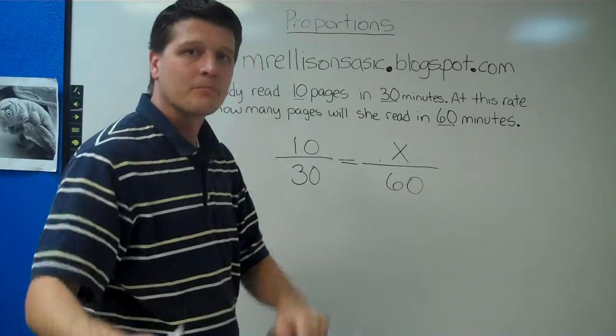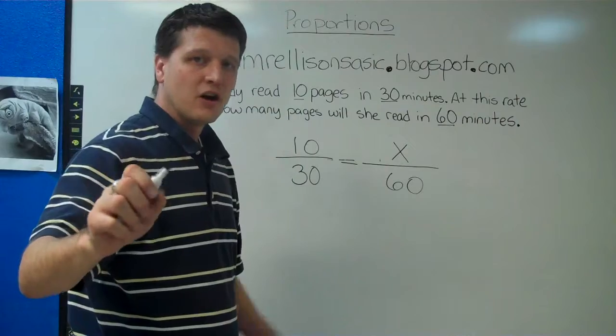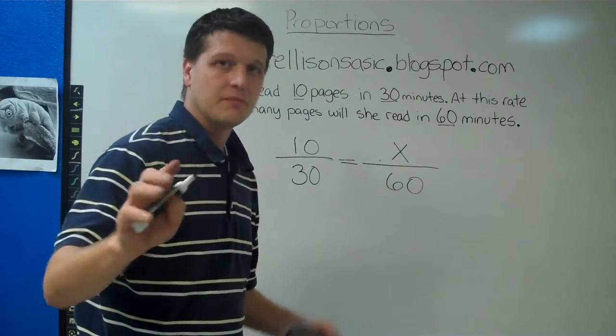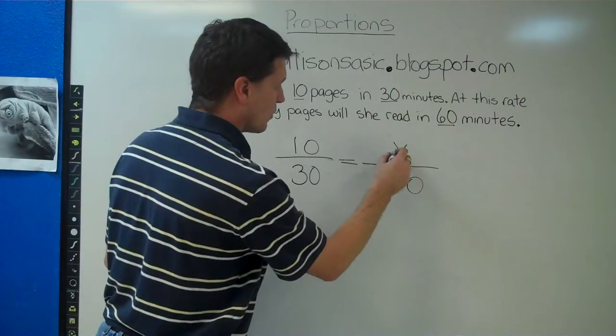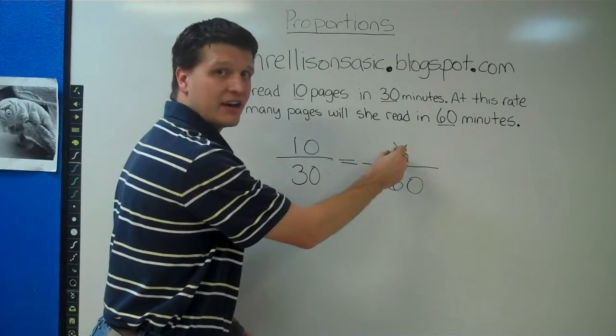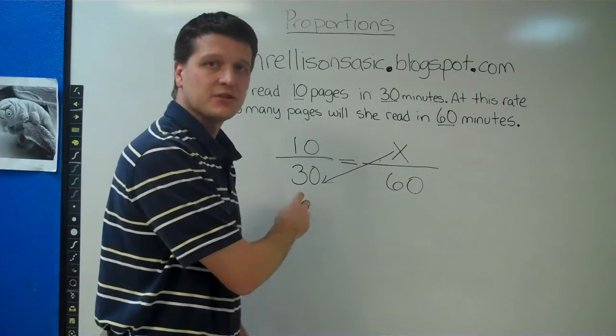and they're the same on the bottom. Now, the next method we're going to do is a method called cross multiplication, okay? Now, the way that works is we are going to start at the top with our x, and we're going to multiply across, okay? And we're going to multiply times 30.